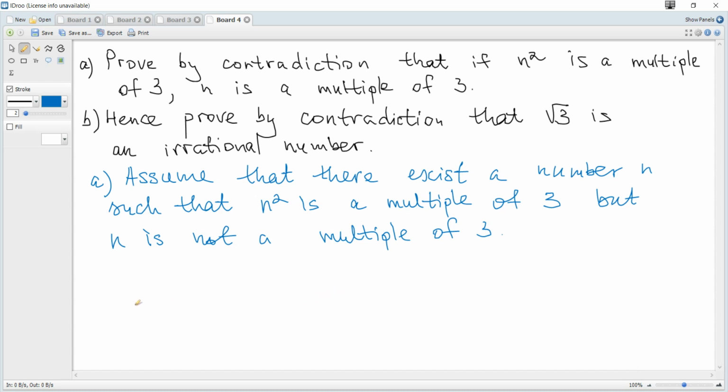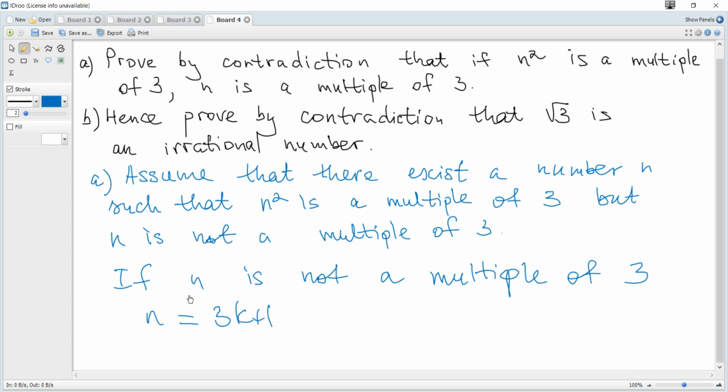And 3k plus 1, 3k plus 2 are not multiples of 3. And if we consider 3k plus 1, 3k plus 2, we cover all possible integers. So if n is not a multiple of 3, it can be represented as n is 3k plus 1 or 3k plus 2.